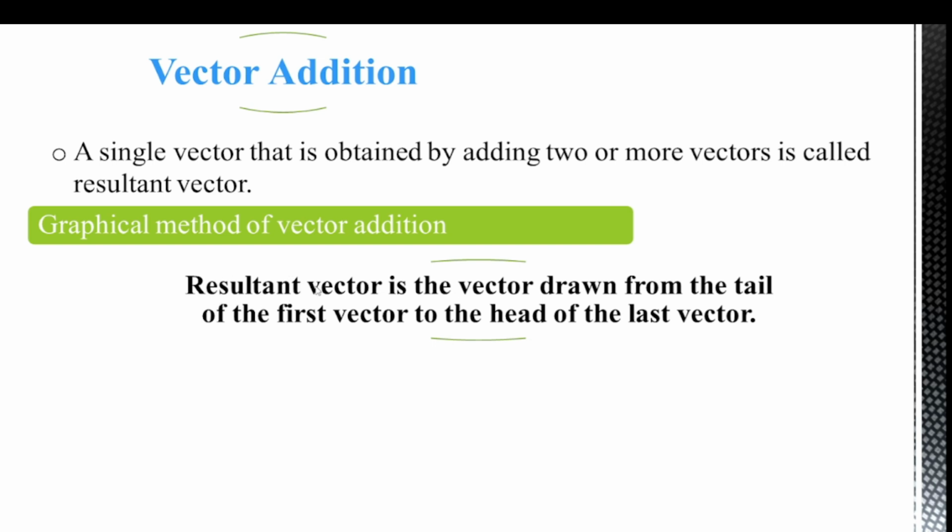Resultant vector is the vector drawn from the tail of the first vector to the end of the last vector. Then we will find a single vector which starts from the tail of the first vector to the head of the last vector. This vector is known as a single vector or a resultant vector.